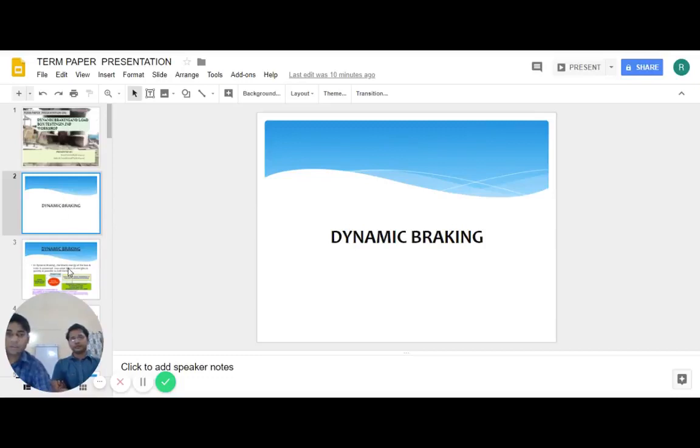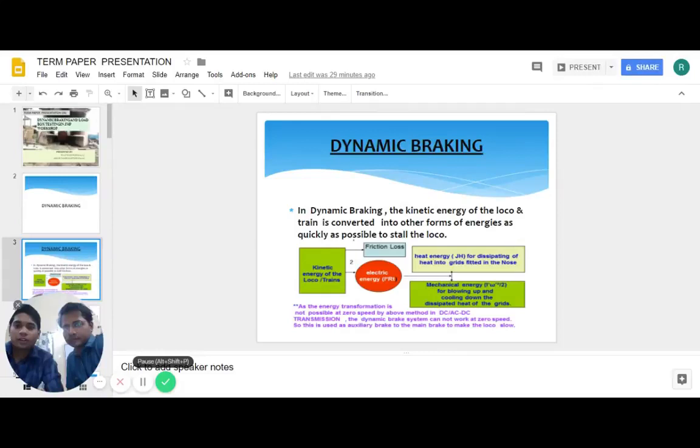Dynamic braking. So let us understand what is dynamic braking. Dynamic braking is the use of the electric traction motor of a railroad vehicle as a generator when slowing the locomotive. It is termed rheostatic if the generated electrical power is dissipated as heat in brake grids, and regenerative if the power is returned to the supply line.